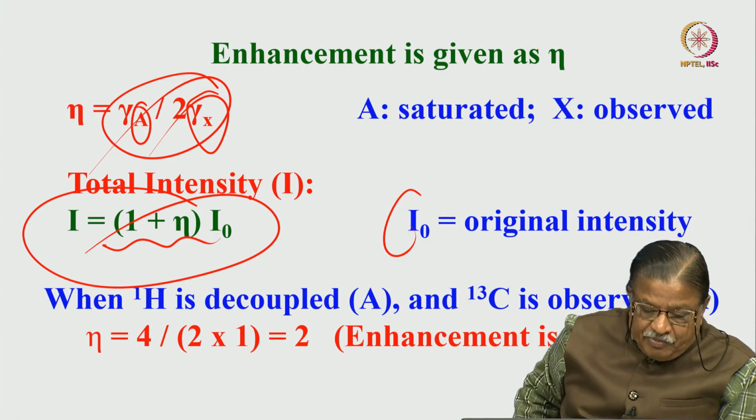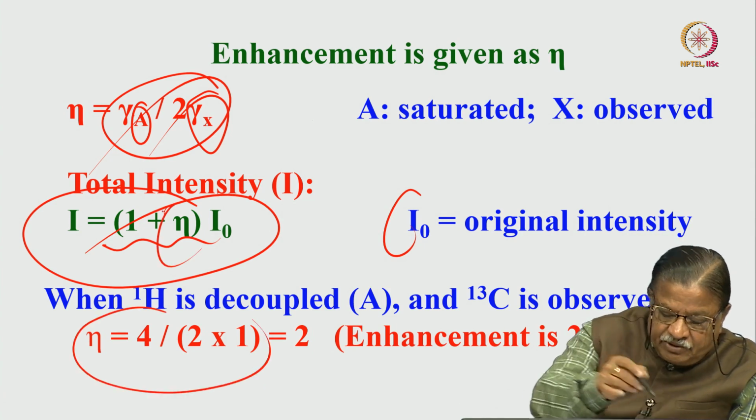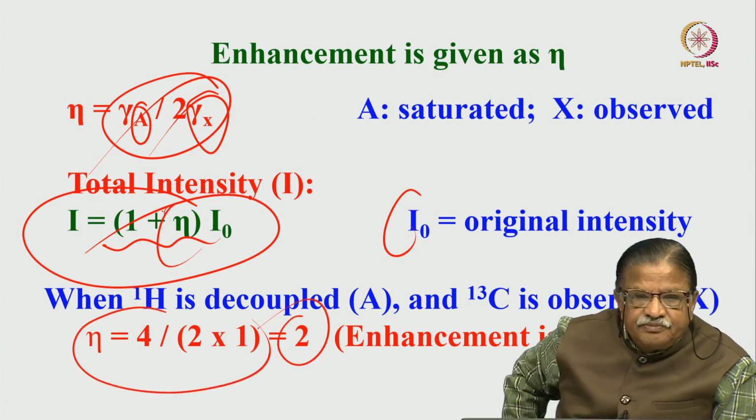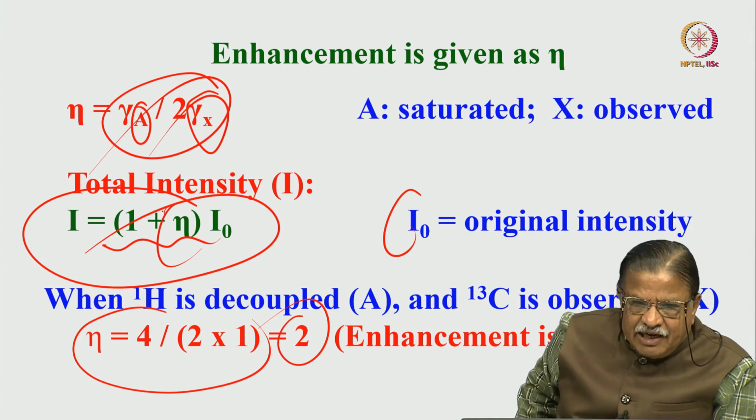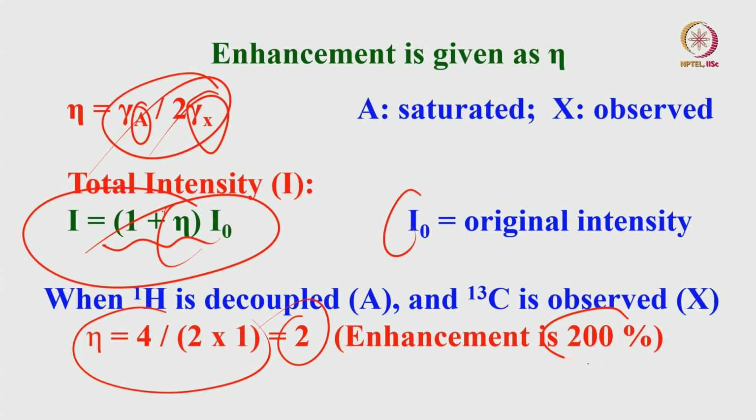When I am decoupling proton, I just substitute here, and it turns out to be 2. That means I am observing carbon 13, I am decoupling proton, and this is the enhancement in the intensity, nearly 200%. That means twice the signal enhancement will be there.